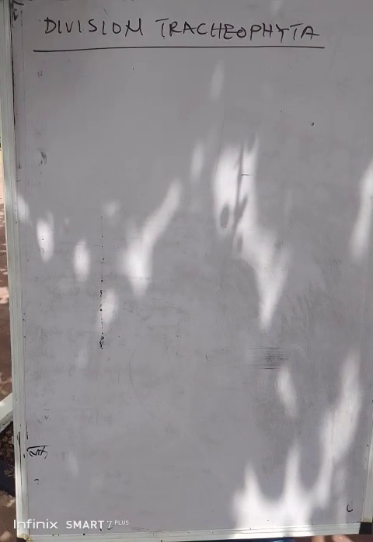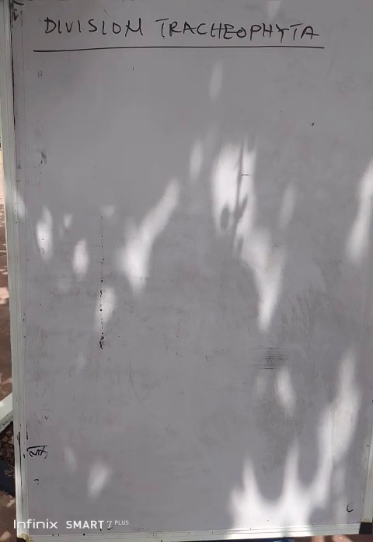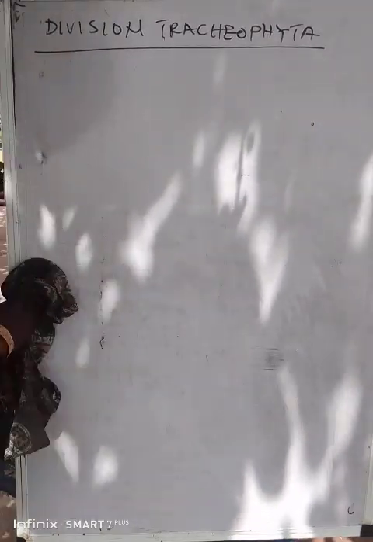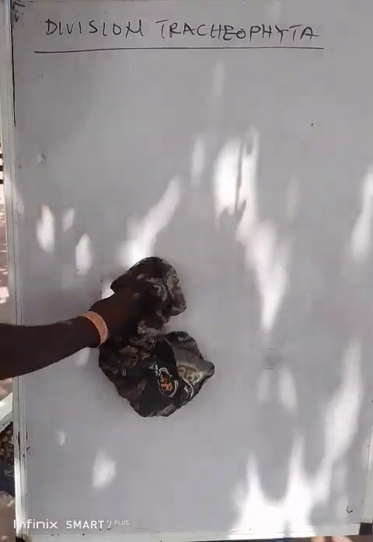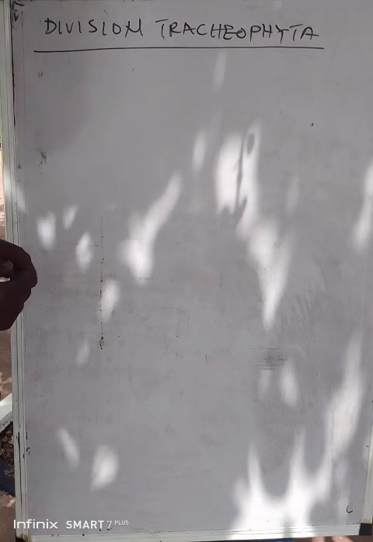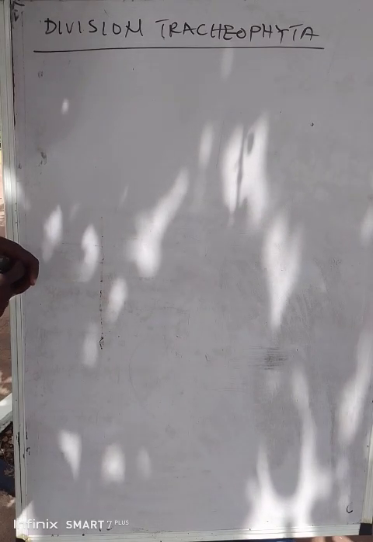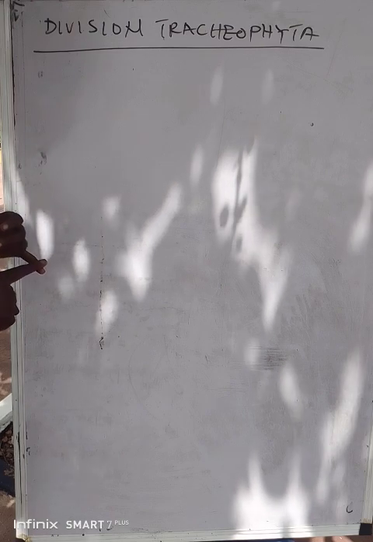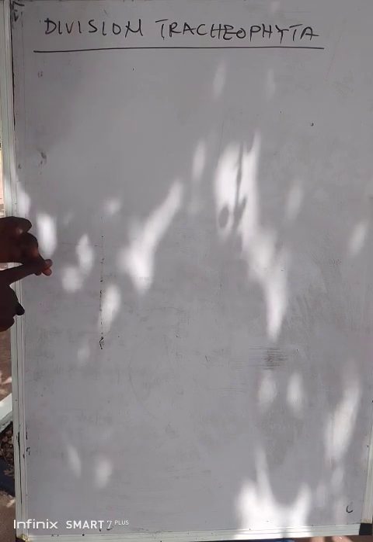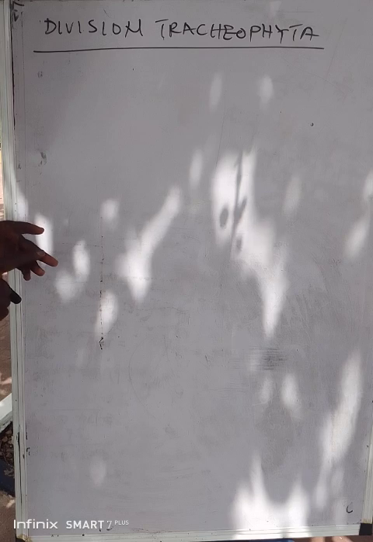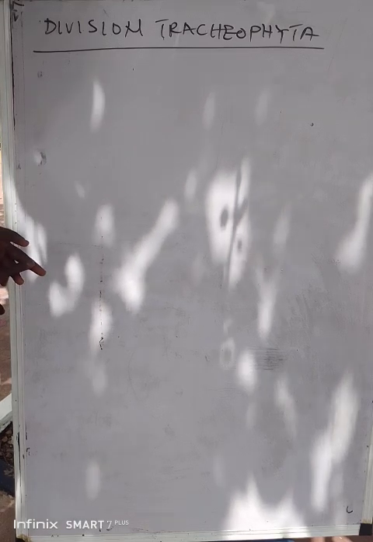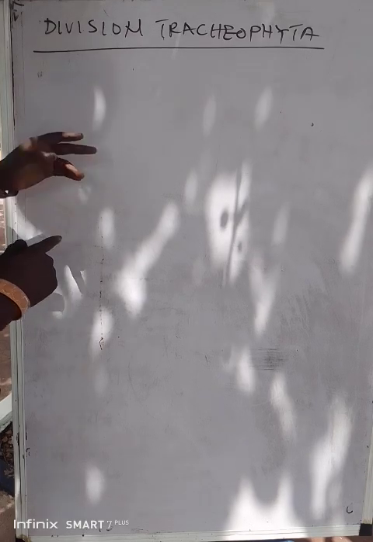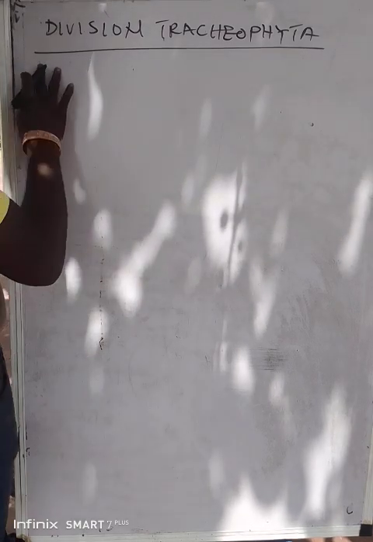In the last biology class, we started talking about the kingdom Plantae, the plant kingdom. And we said that the kingdom Plantae is divided into 3 divisions: division Thallophyta, division Bryophyta, and division Tracheophyta. So we are done with Thallophyta, we are done with Bryophyta. Today we are going to Tracheophyta.